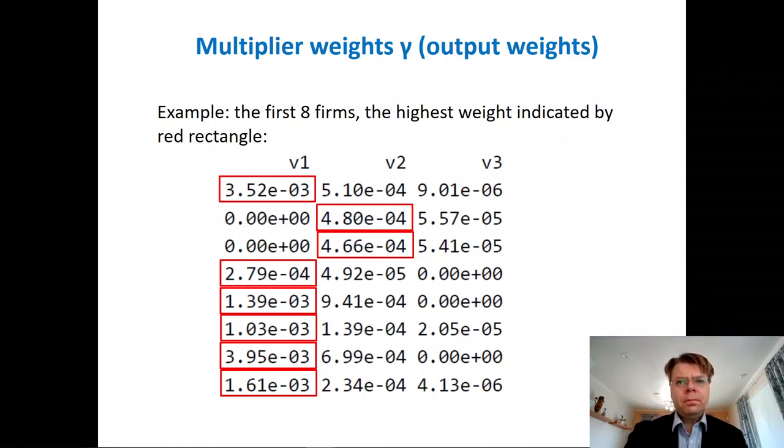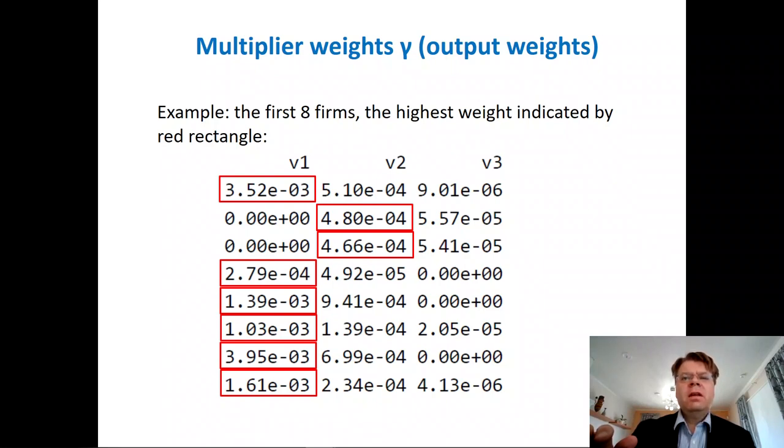So in my view, these multiplier weights are extremely interesting. We can think about them as shadow prices of these outputs. And we also look into this kind of shadow pricing interpretation later in this course. So it's not only the efficiency scores, but also the multiplier weights that can be interesting. And these were obtained as the optimal solution to the primal linear programming problem to solve the DEA efficiency.